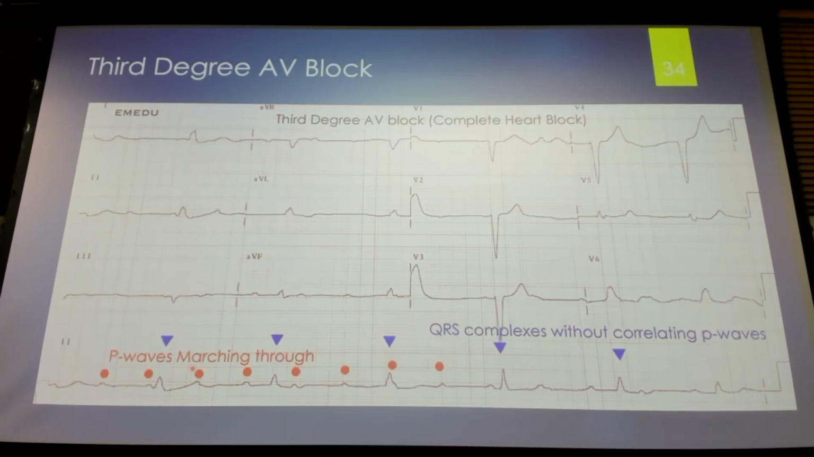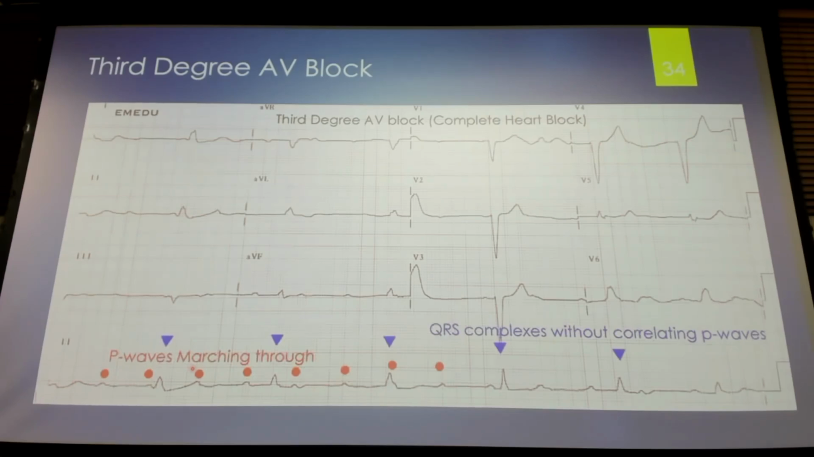The ventricular rate is going to be very, very slow. The atria don't provide much as far as circulation to the body. So even though the atria are doing their job, the rate is so slow, these patients are going to be very symptomatic.